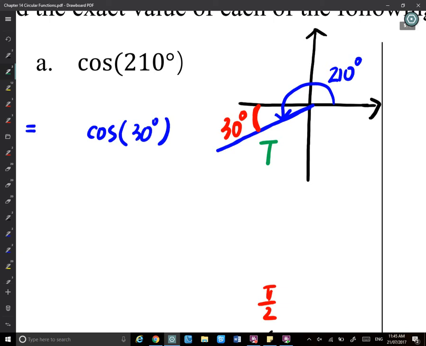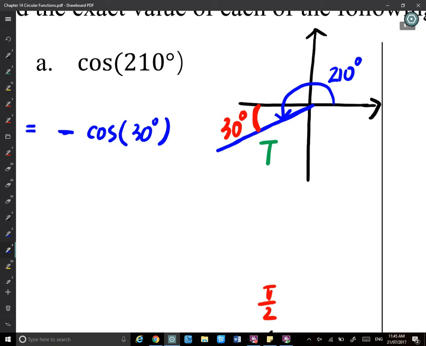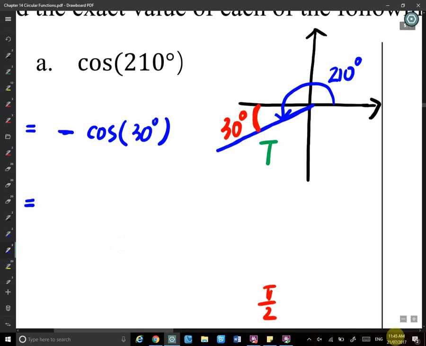Only tan is positive. Cos and sine will be negative. So if we are looking for cos, I will put a negative in front. That's the next thing we need to do. We have a negative. So what's negative cosine 30? What's cosine 30? It's not a half. It's root 3 on 2, which is pi on 6. So that's negative root 3 over 2.